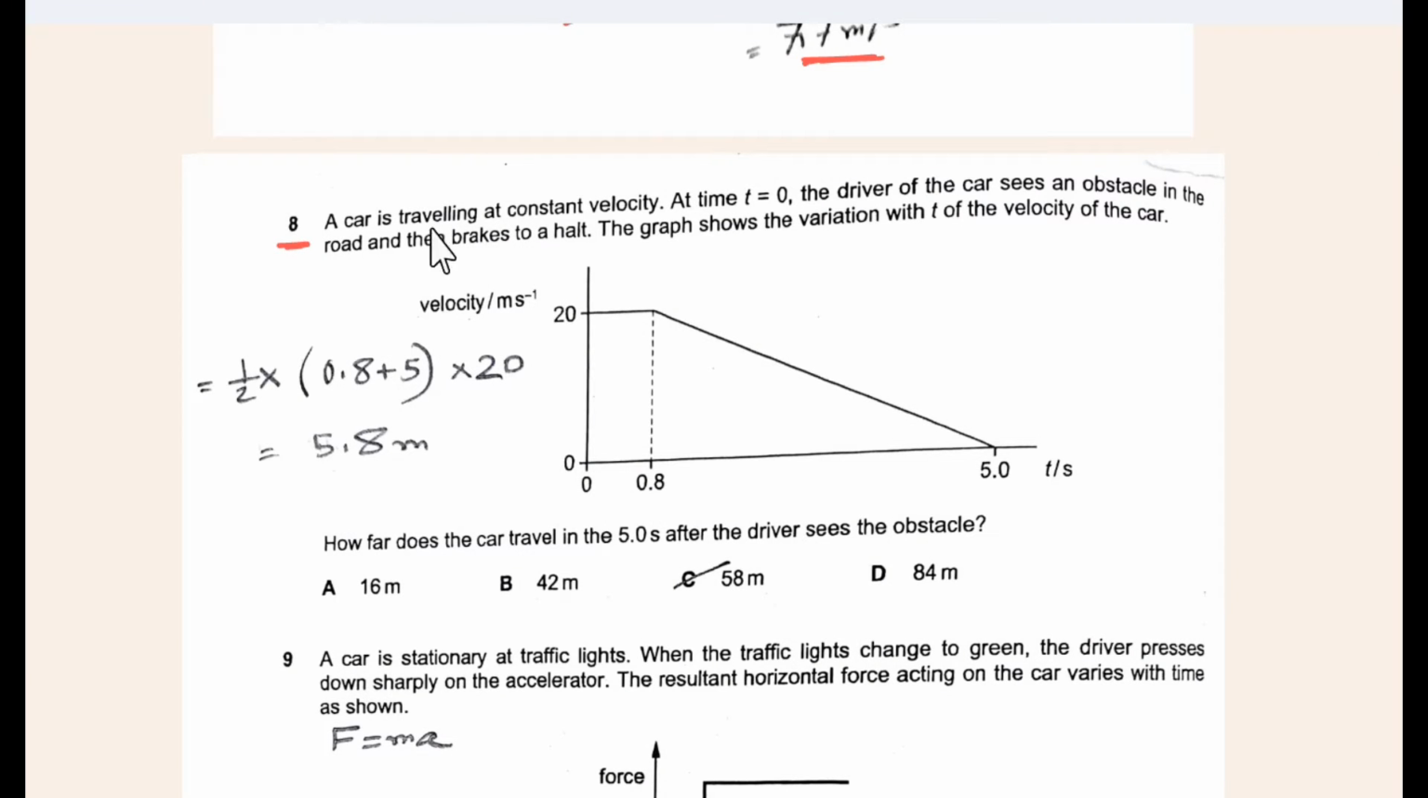Number 8. A car is traveling at a constant velocity. So the velocity is constant. At time t is equal to 0, the driver of the car sees an obstacle in the road and then brakes to halt. The graph shows the variation with time of the velocity of the car. How far does the car travel in 5 seconds after the driver sees the obstacle?